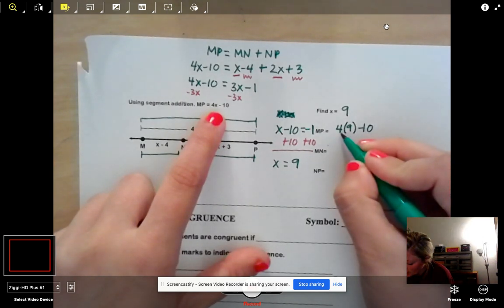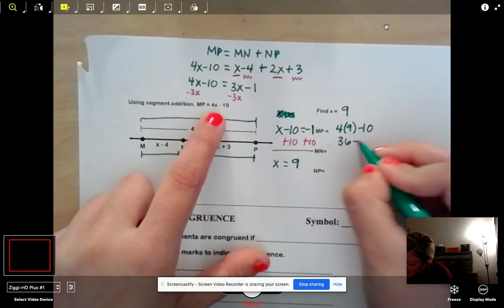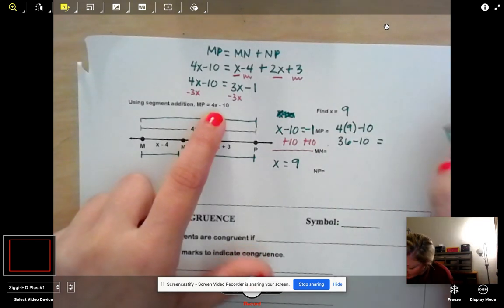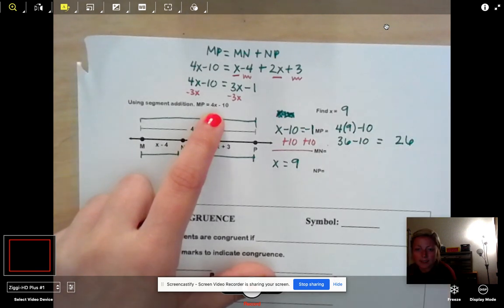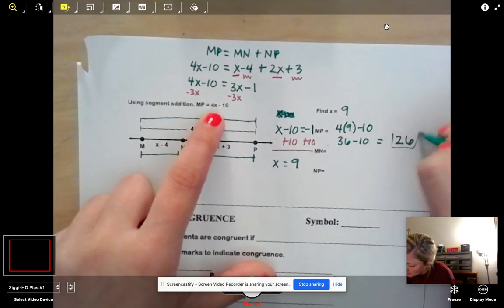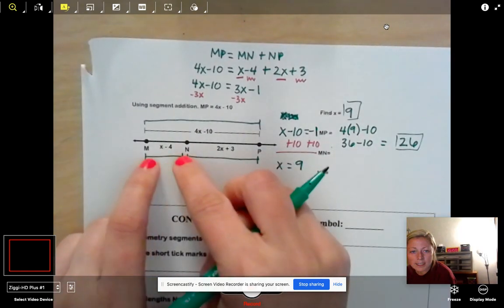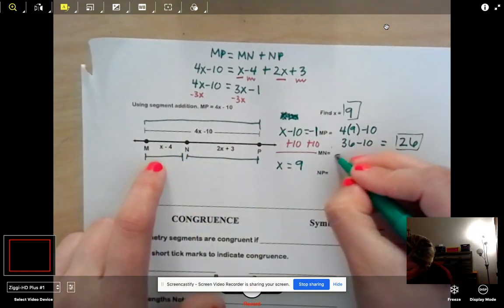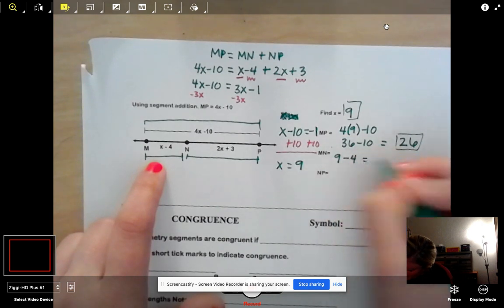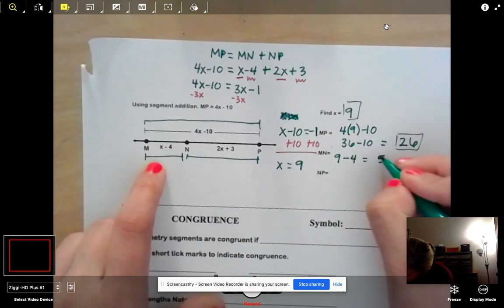So 4 times 9 is 36 minus 10. 36 minus 10 is 26. So that's one answer. MN, we're plugging in right here. 9 minus 4, 5.